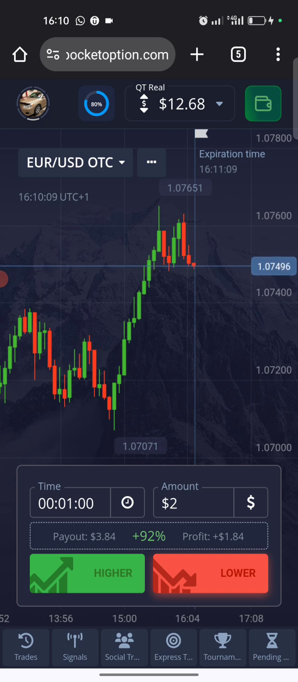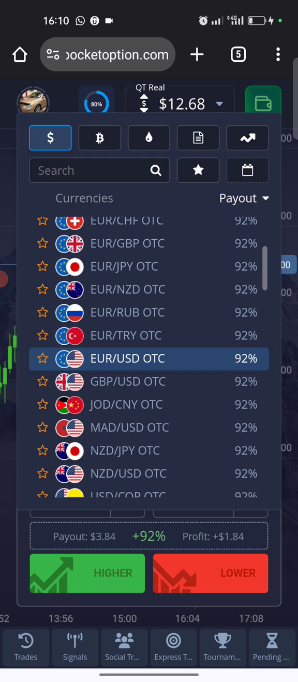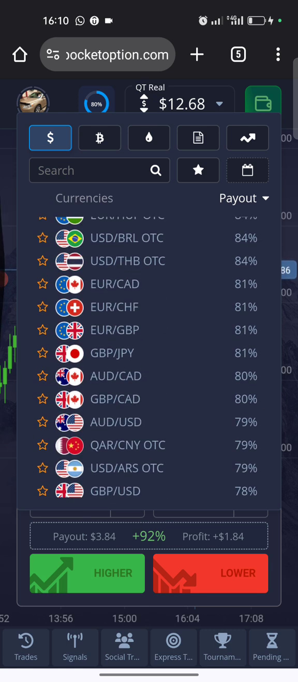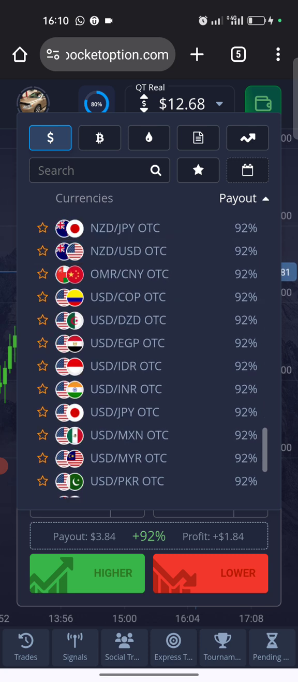We have different types of pairs that you can trade here. We have the OTC pairs and we have the normal pairs, the ones without OTC. You can see it right here. You can see that this one does not have OTC. These are the OTC pairs. OTC stands for over the counter trading. So what we actually trade here is the OTC pairs, and we can trade it on a daily basis.